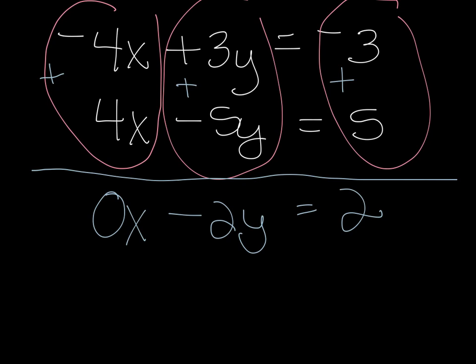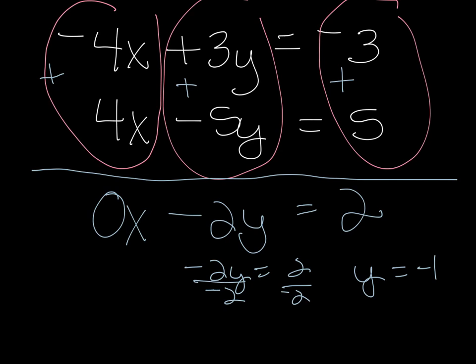Alright, so here's what we have. We have 0x minus 2y equals 2. Well, technically there is no x, so all we have is negative 2y equals 2. Divide both sides by negative 2. And we already know that y is negative 1. So we've already solved for one of the variables.